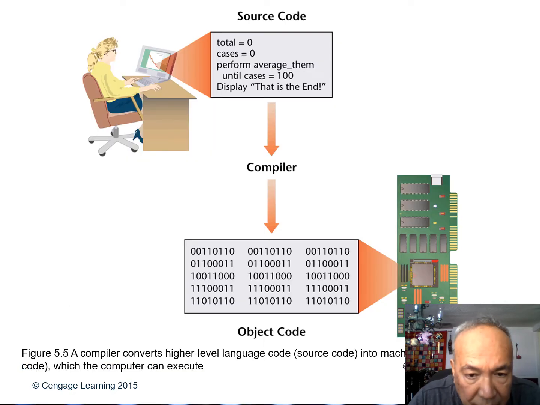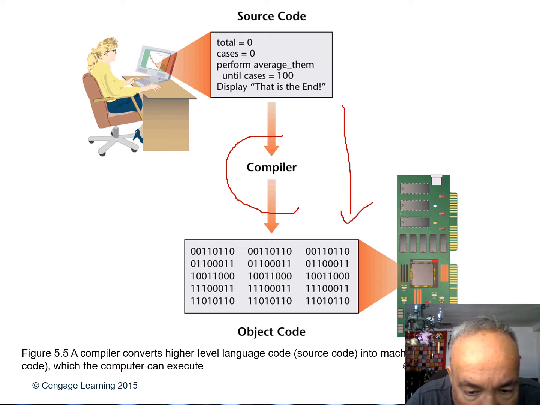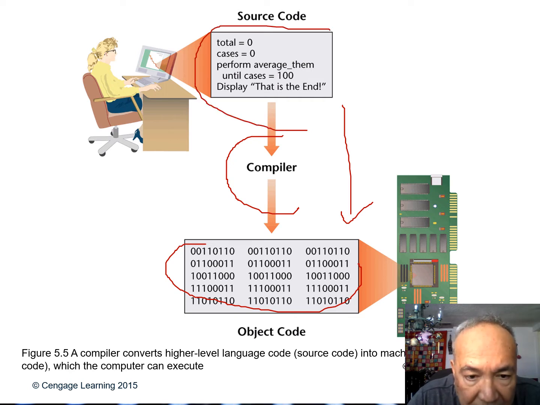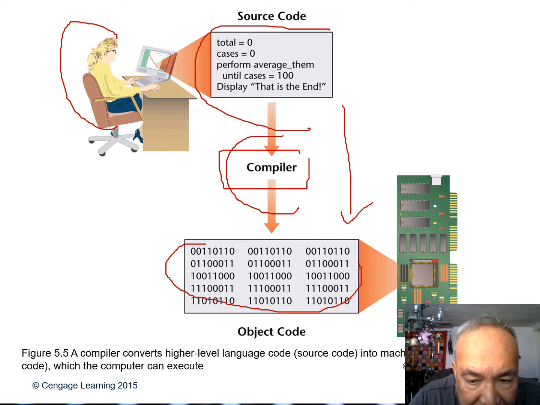Okay. So here is the source code, and then the compiler, and then now you see this is the machine language here. This is the source code of the programmer here. Okay, it's easier for her to be able to give the instructions to the computer, and then the compiler changes it, and now the computer understands this language. See?